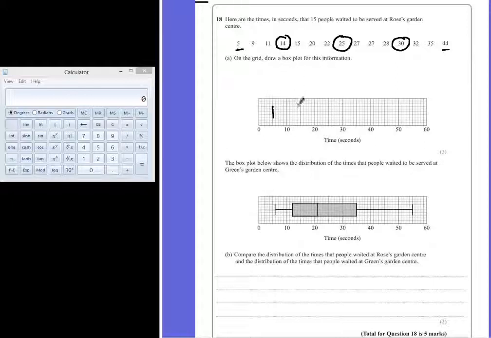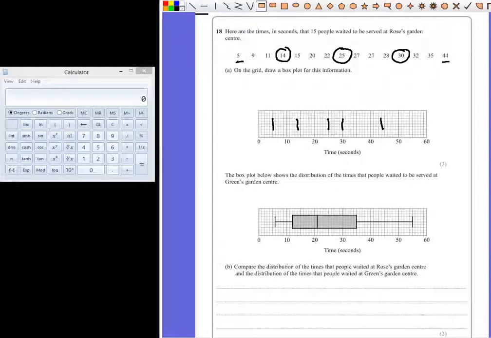Our next line would be at 14 seconds. Exactly the same height and in the same location. At 25 seconds. At 30 seconds. And at 44 seconds. Now this should be joined up using a ruler to create our box and whisker diagram.